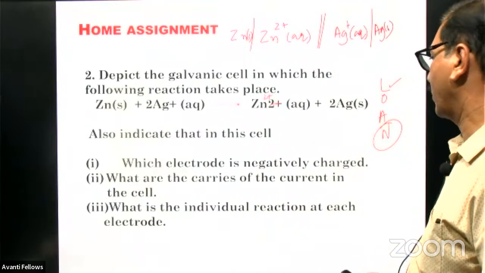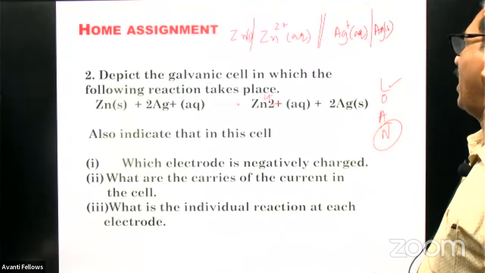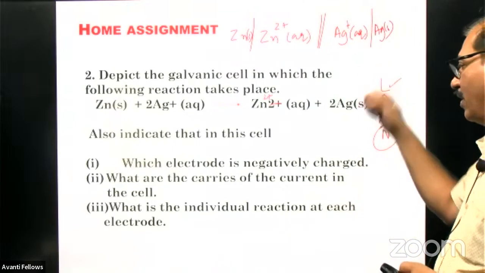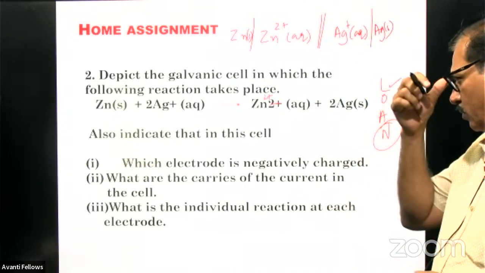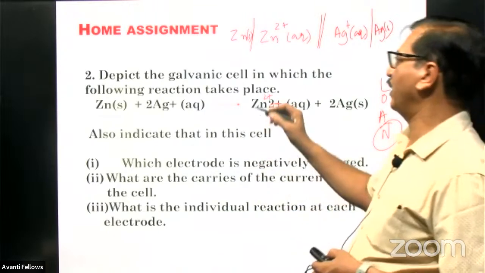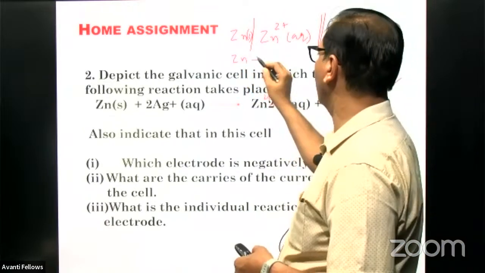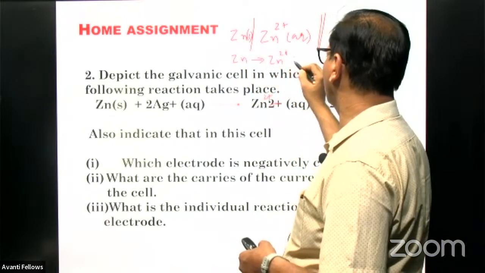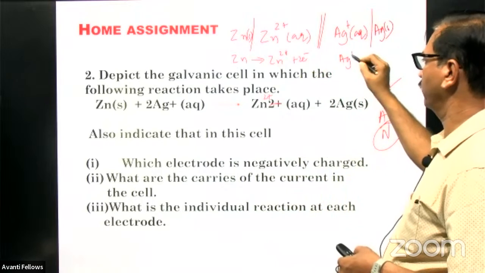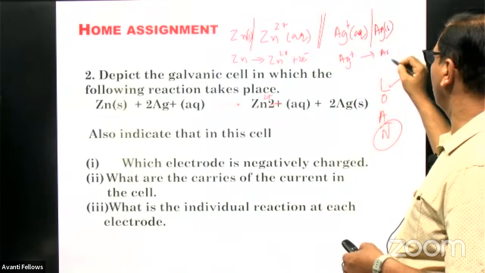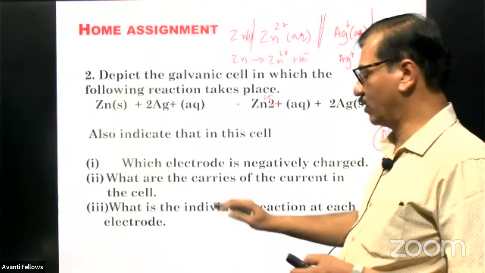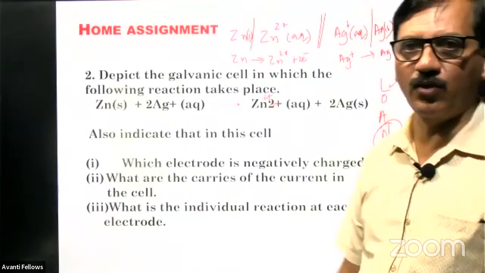What are the carriers of current in the cell? Externally electricity moves, so the carriers are electrons. What is the individual reaction at each electrode? The individual reaction is zinc giving rise to Zn2+ ion plus 2 electrons. This is the half reaction. Then Ag+ plus electron giving rise to Ag. This is the other individual half cell reaction. This is the way that you have to write.